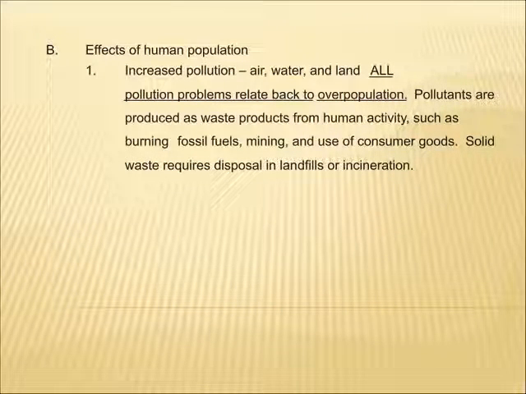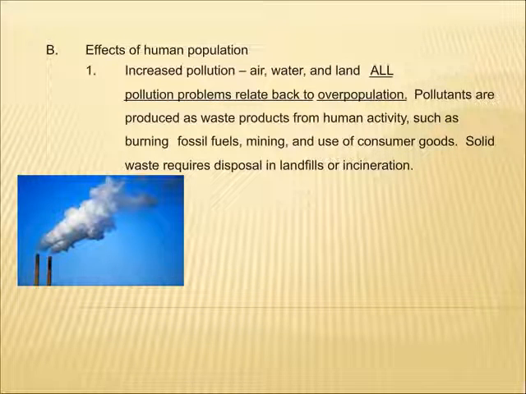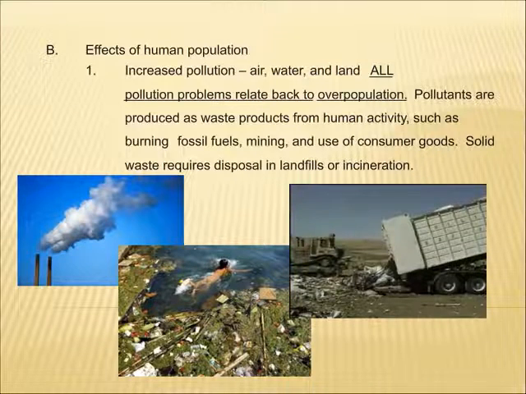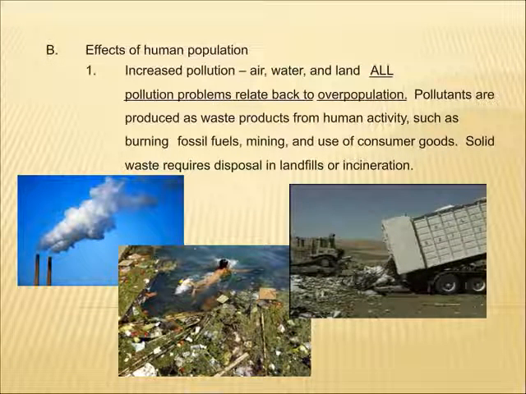So with increased humans, we have increased pollution. This would include air pollution, water pollution, and land pollution. All of these pollution problems relate back to overpopulation of people, because these pollutants are produced as waste products from our human activities, particularly things like our burning fossil fuels for energy, our mining so that we can manufacture material goods, and then using those consumer goods and disposing of them, creating a lot of waste.